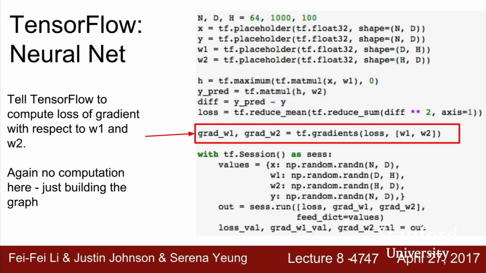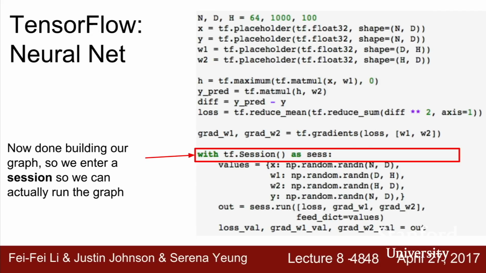Then we have this magical line where, after we've computed our loss with these symbolic operations, we can just ask TensorFlow to compute the gradient of the loss with respect to W1 and W2 in this one magical, beautiful line. And this avoids you writing all your own backprop code that you had to do in the assignments. But again, there's no actual computation happening here. This is just adding extra operations to the computational graph, where now the graph has these additional operations which will end up computing these gradients for you.